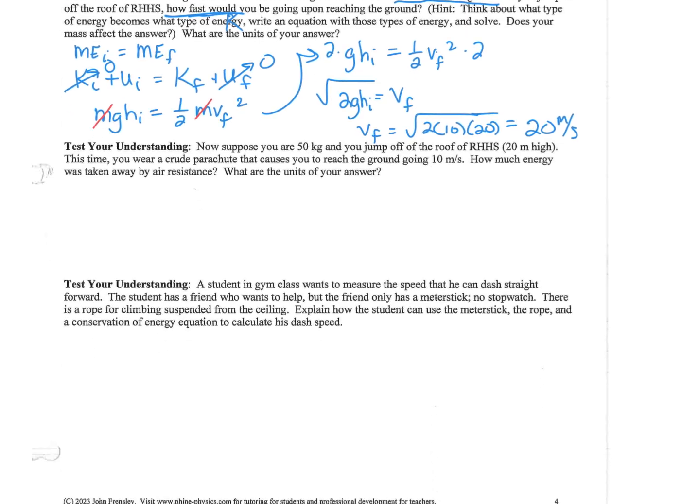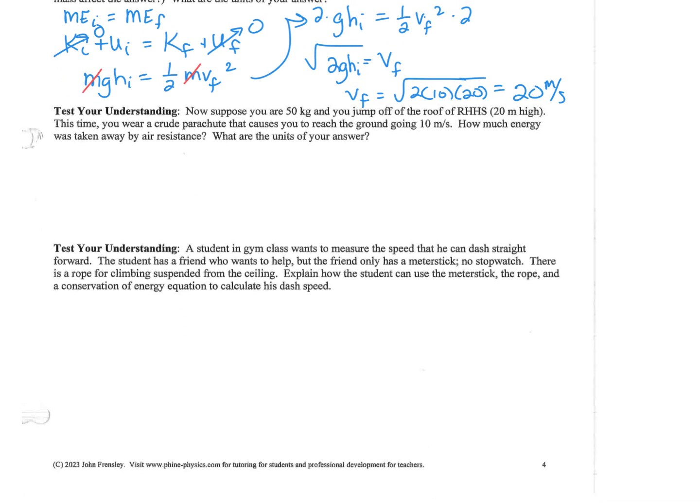All right, now suppose you're 50 kilograms and you jump off the roof 20 meters high. The time you wear a crude parachute causes you to reach the ground going 10 meters per second. How much energy was taken away by air resistance? So we know mechanical energy initial equals mechanical energy final, which means we started, let's just do this the whole way.